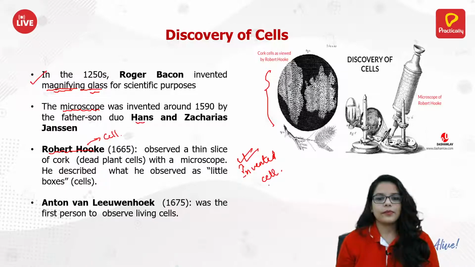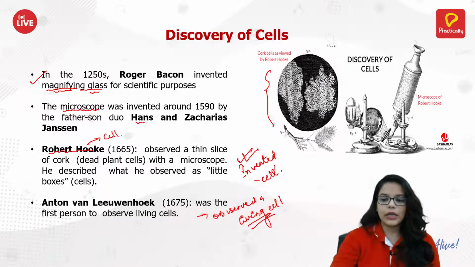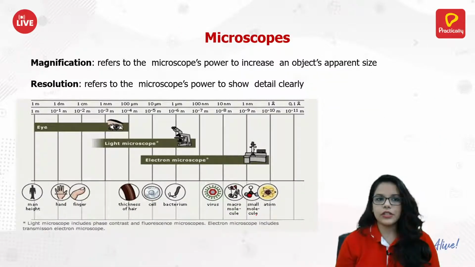Okay. Now, after that, many other people came. One of them was Anton van Leeuwenhoek. What he did was, he observed a living cell, because Robert Hooke only saw a dead cell. It was Anton van Leeuwenhoek who actually observed a living cell. Okay, now we are done with the discoveries.